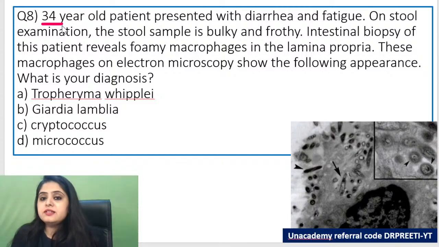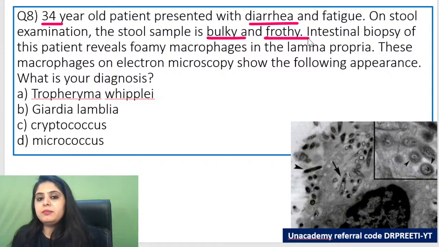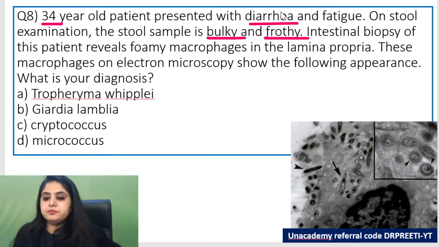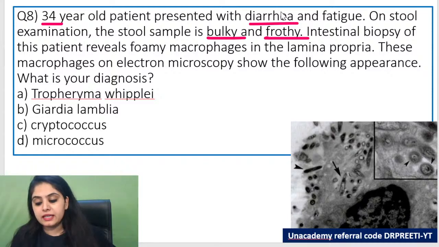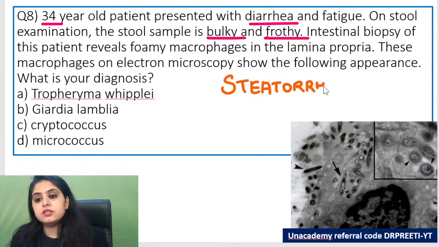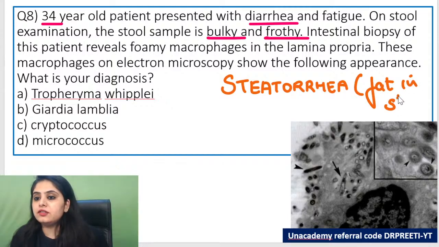Okay, so you had a 34-year-old patient who's presented with diarrhea and fatigue. The stool sample is bulky and frothy. Can anyone tell me? We'll keep making points. When the stool sample is bulky and frothy, what do I think of? It is correct. It is steatorrhea. Steatorrhea means fat in the stools. There's going to be fat in the stools. Okay. After that, bulky frothy stools.